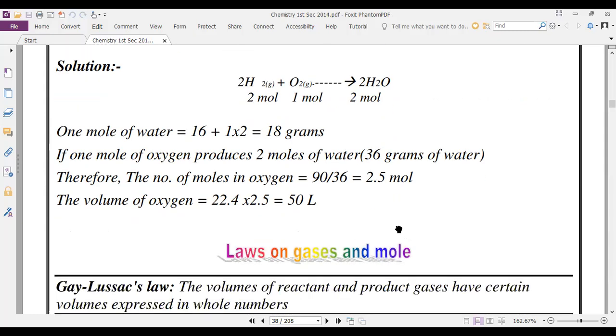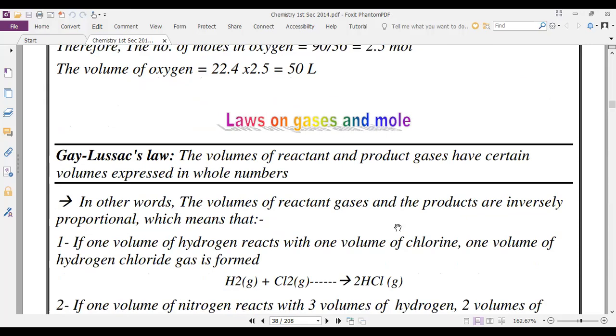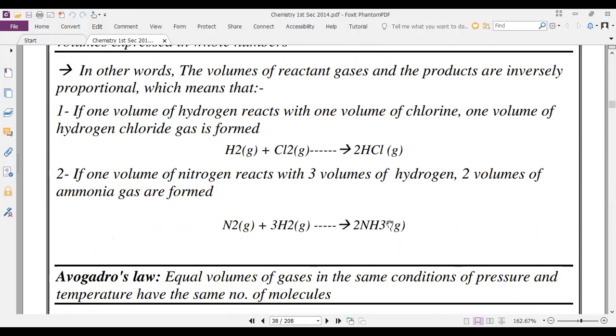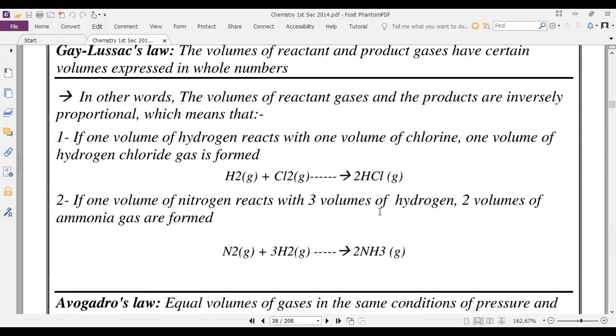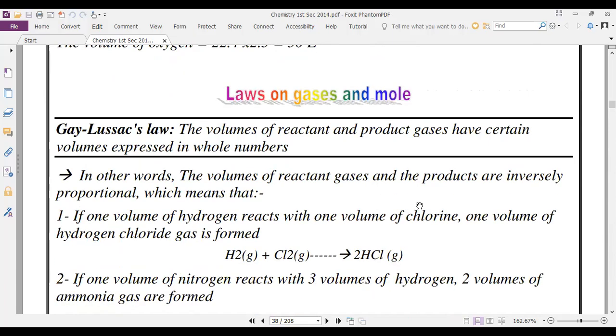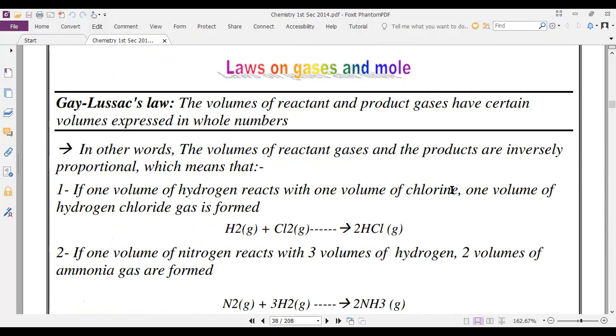No. Okay. So, laws on gases and mole. What about these laws of gas and mole? This is a rule which is called Gay-Lussac's law. What is meant by Gay-Lussac's law? The volume of reactant and product gases have certain volumes expressed in whole numbers.